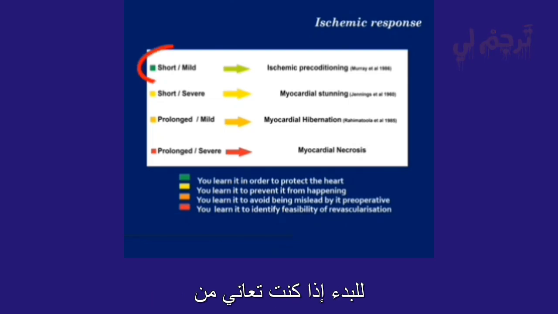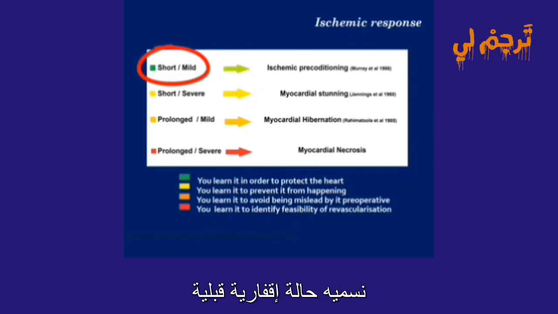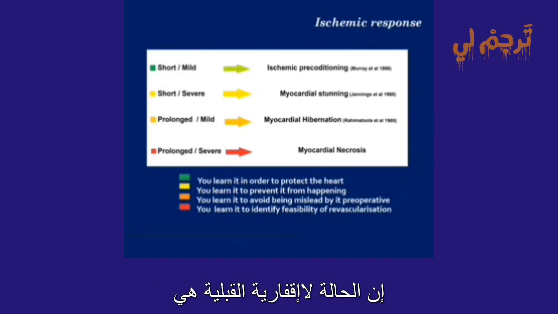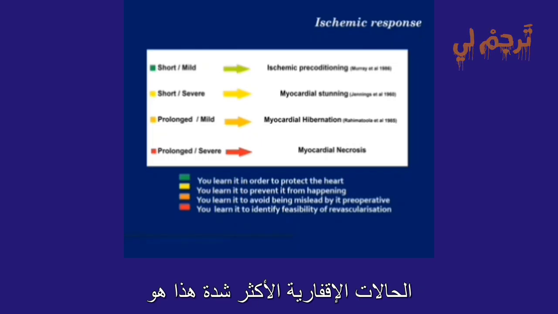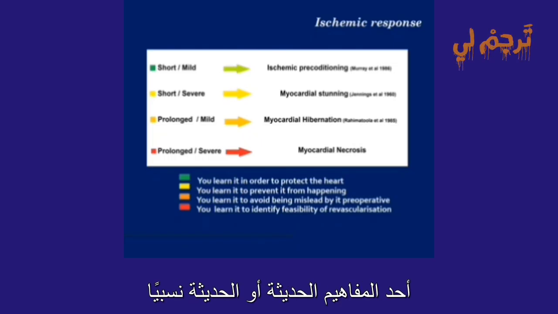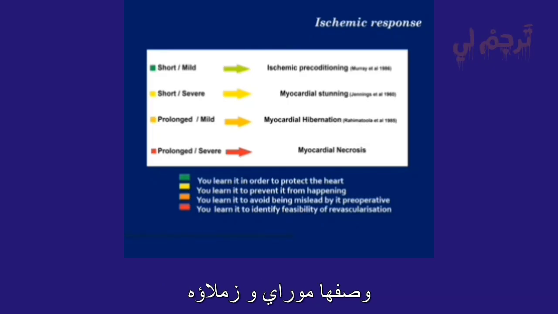So to start with, if you have a short mild ischemic insult, this will lead to what we call ischemic preconditioning. Ischemic preconditioning is actually a protective state. Think about it that way. So the heart gets enough training, gets trained how to deal with more severe ischemic conditions. This is one of the fairly recent concepts, described by Murry and colleagues in 1986.